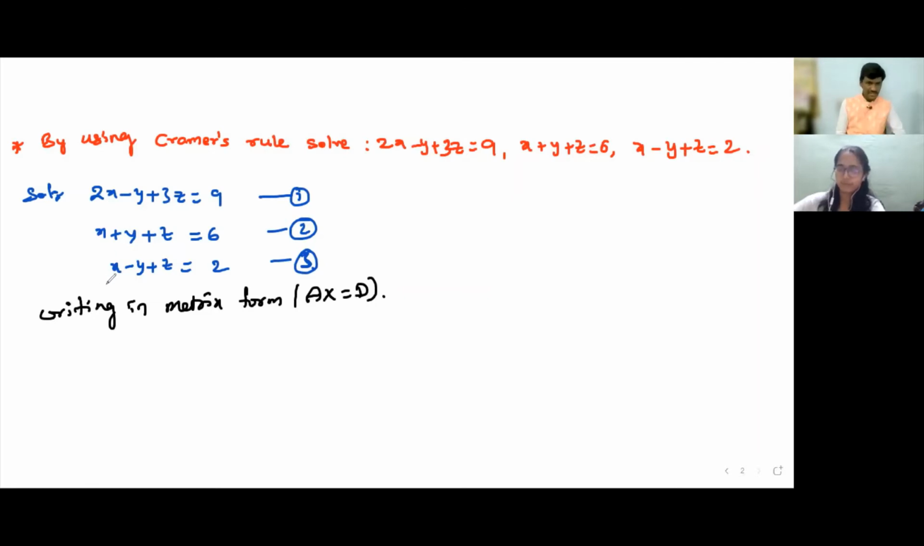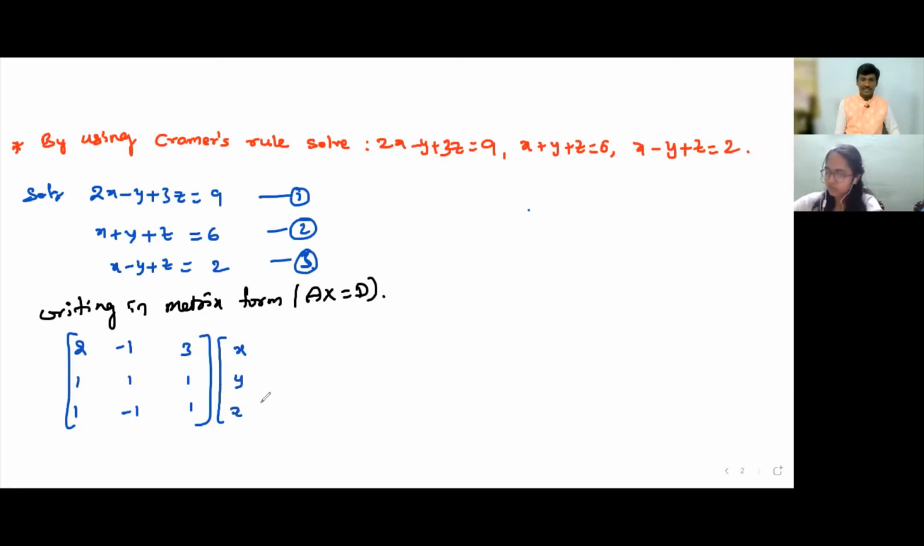I am taking the coefficients here: X coefficient, Y coefficient, Z coefficient. We take all the variables, that is x, y, z, are the variables, is equal to the constants, that is 9, 6, 2. These are the constants, by comparing with AX is equal to D.